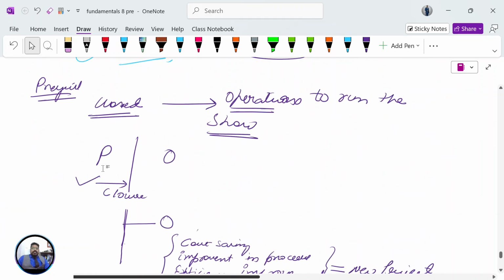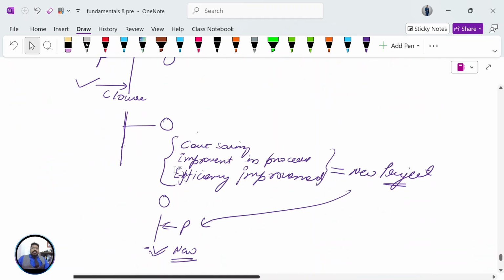So here you see projects meet operations when the project is getting closed, at the closure. And the second time operations and projects meet is when there is a running operation but a new project comes up, for example cost saving, for example improvement in process, or for example an efficiency improvement project. These are termed as new projects within the running operations, and that's when the operations and projects intersect. I hope this is clear.